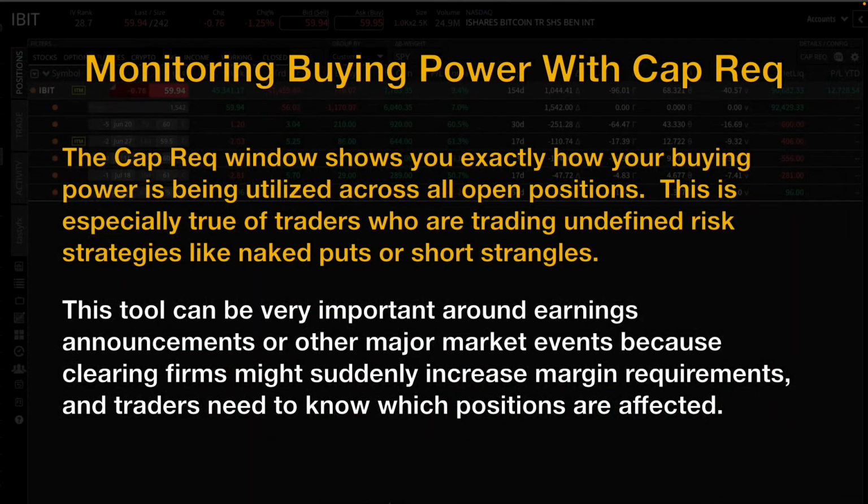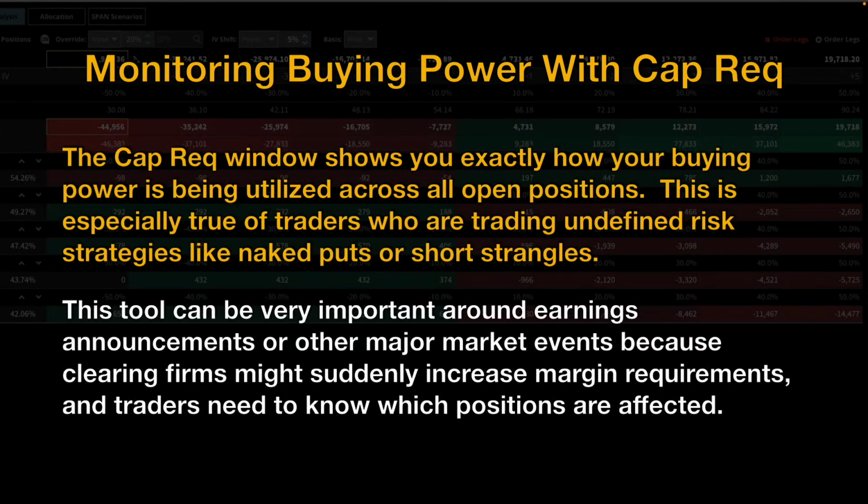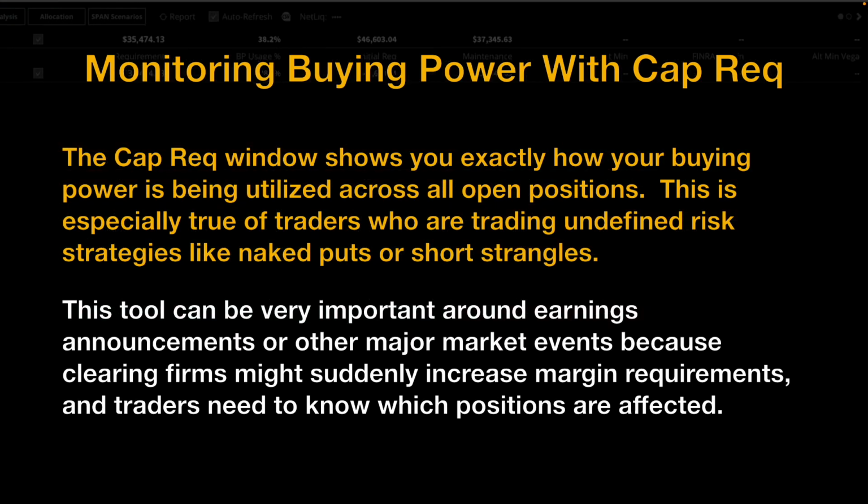Let's begin by taking a look at the capital requirement window. The capital requirement window shows you exactly how your buying power is being utilized across all open positions. This is especially true of traders who are trading undefined risk strategies like naked puts or short strangles. This tool can be very important around earnings announcements or other major market events because clearing firms might suddenly increase margin requirements, and traders need to know which positions are affected.